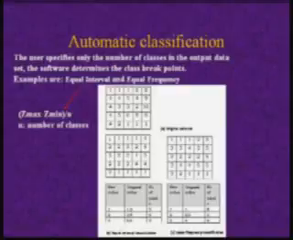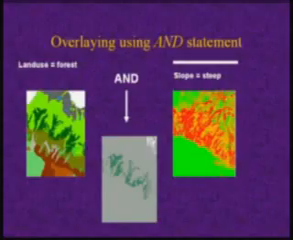Here, for equal interval, suppose I have values 1 to 6. I take 1 to 2 as one value, 3 to 4 as the next, and so on. So here the interval is uniform. Here the interval is not uniform, but the number of cells in each zone becomes equal.